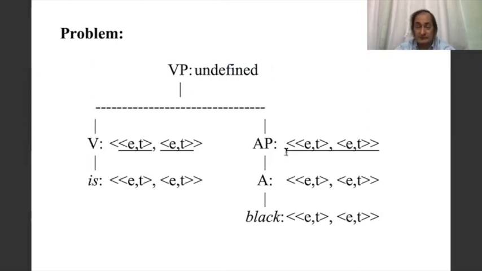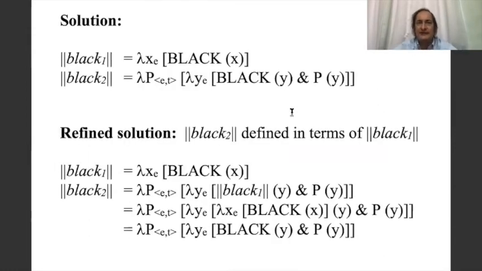Now, the earlier definition of black, we already saw, worked perfectly fine. It was just of type ET. It had no problem combining with "is." So if we're going to take this assumption, we're going to have to assume that there are two different meanings for the word black, two different translations. One of them is the simple one that we started with, lambda x, black of x. That's the one that goes together with the word "is" in "Fido is black." And one of them is this new fancy complicated thing, which is what we use to combine black with dog.